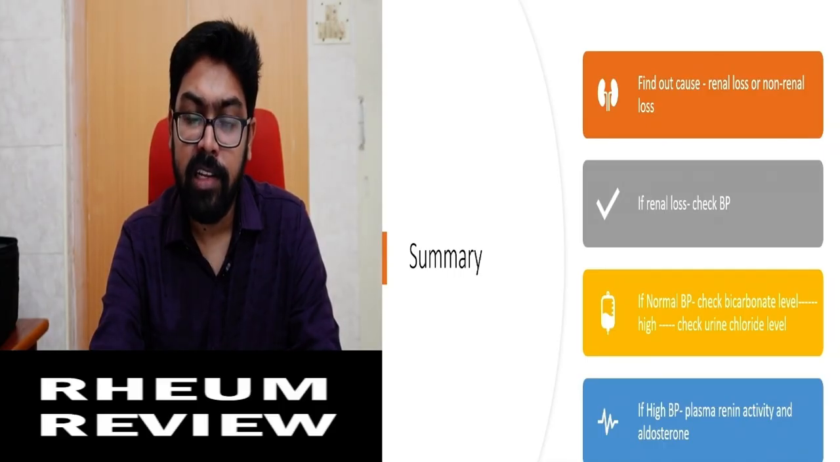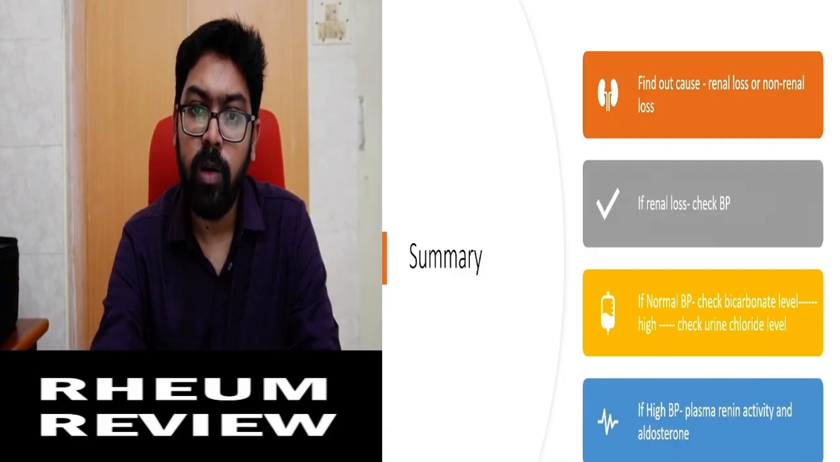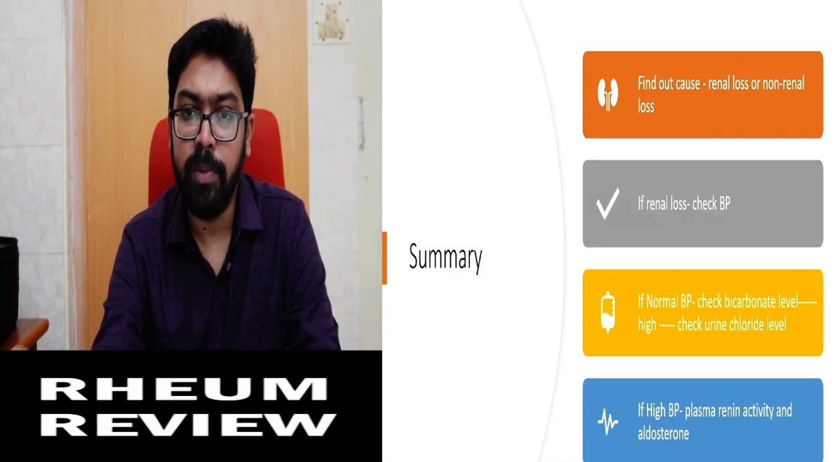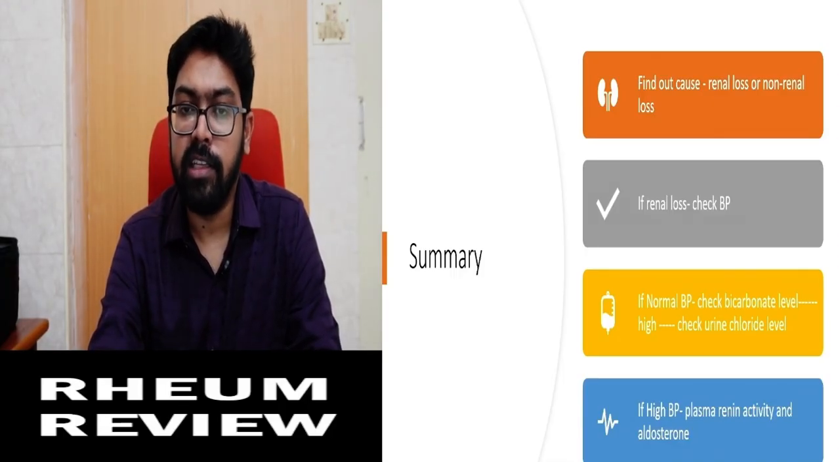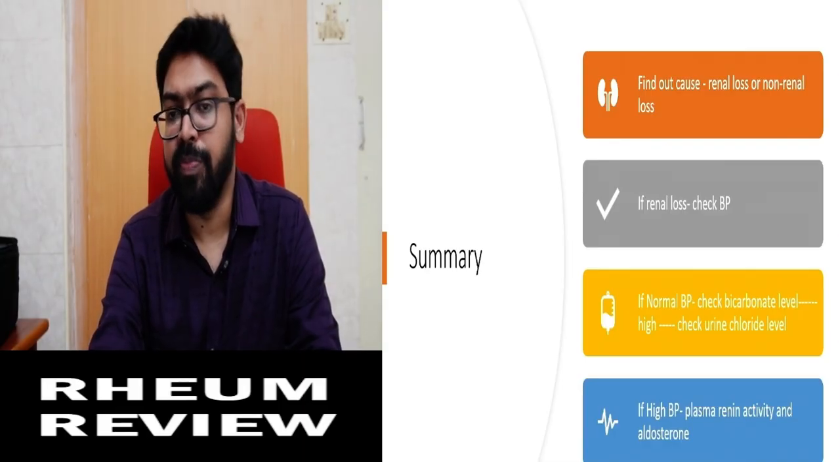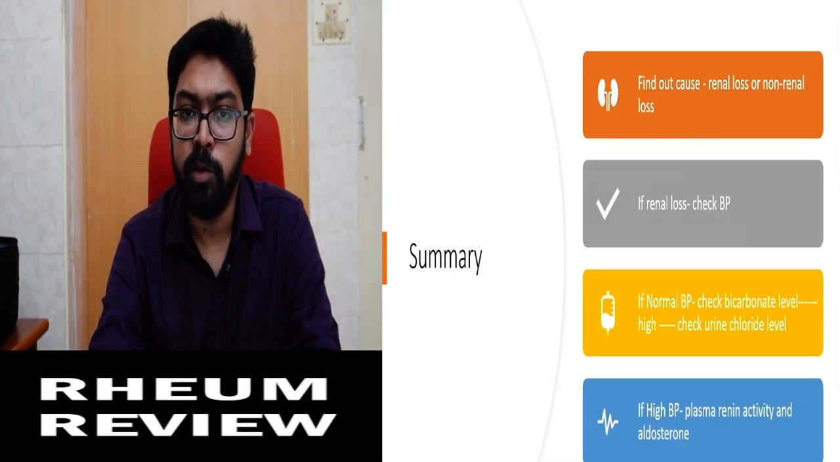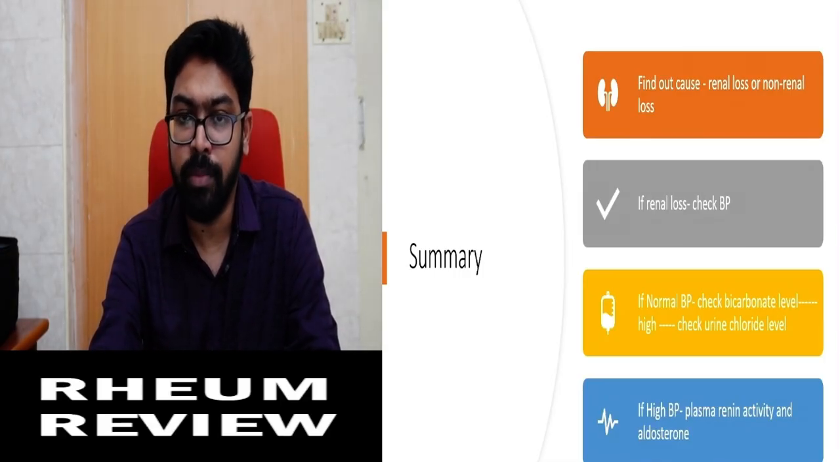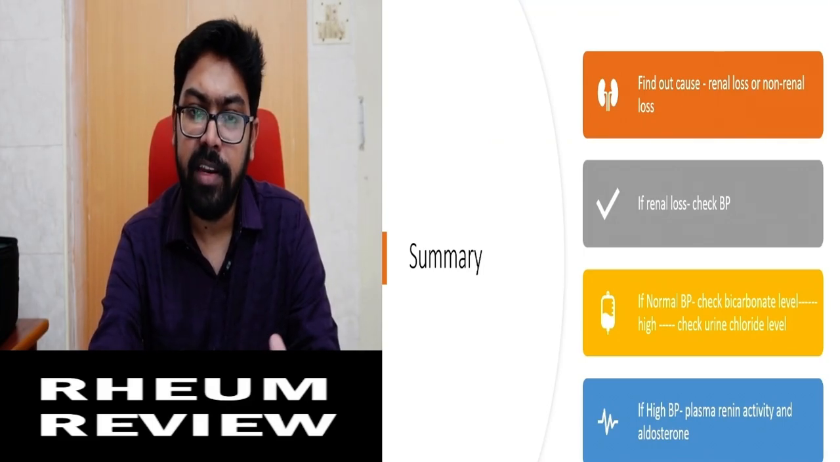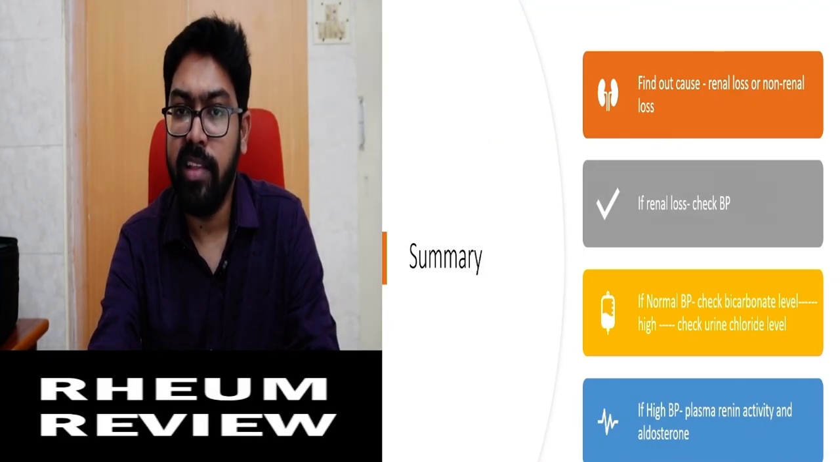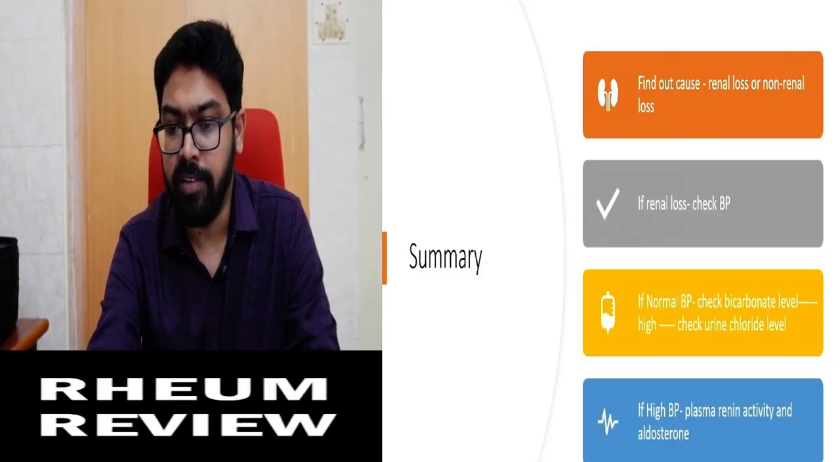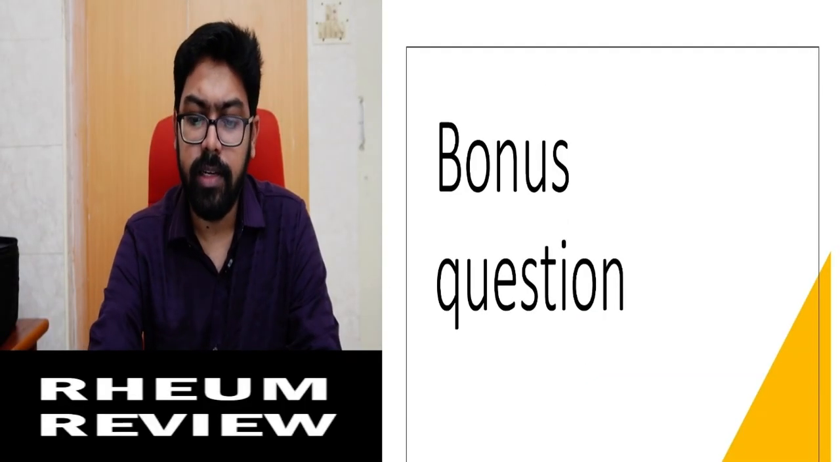If the bicarbonate level is high or normal, you have to check the urine chloride level. If the urine chloride level is less than 10 milliequivalent per day, then the differential is vomiting or chloride diarrhea. If the urine chloride level is more than 10 milliequivalent per day, then the differential is diuretic usage, low magnesium, Bartter, or Gitelman syndrome. If the patient has renal loss of hypokalemia with high BP, you have to check the plasma renin as well as aldosterone levels.